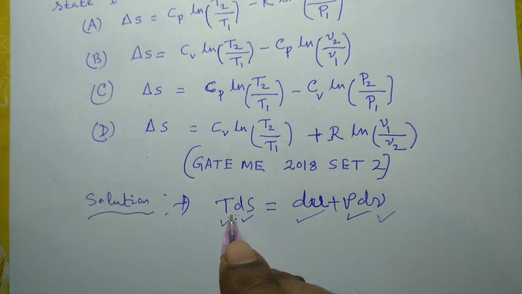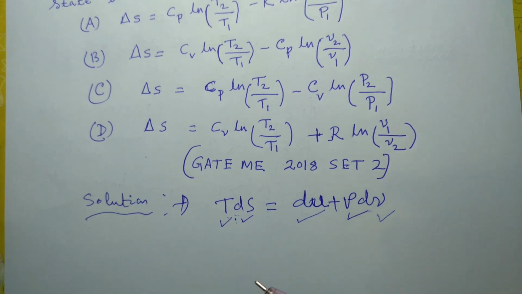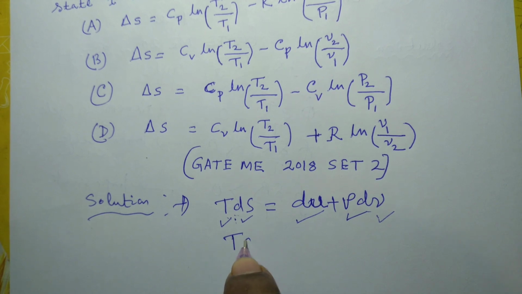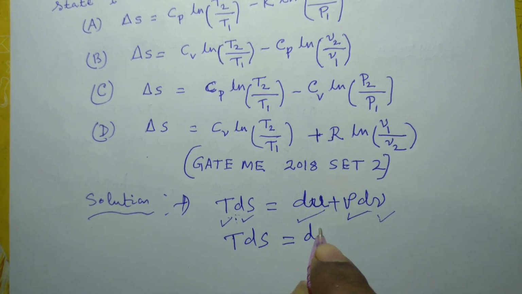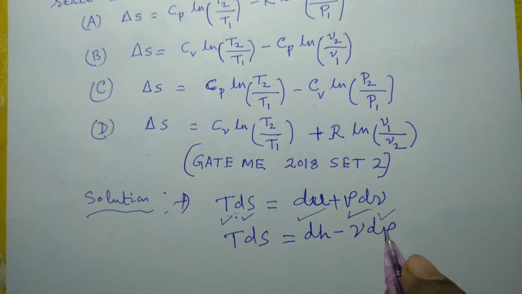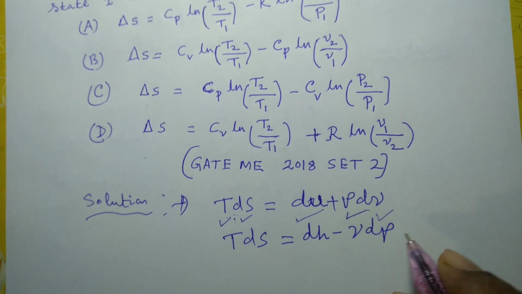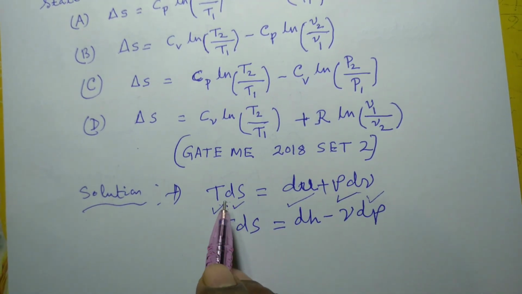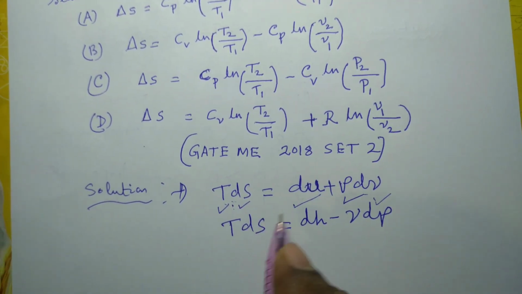So for any kind of process, be it constant pressure or constant volume, this is applicable. Another equation is TdS is equal to dH minus VdP. These two are property relations, valid for any process. So from these we can derive the change in property for an ideal gas.